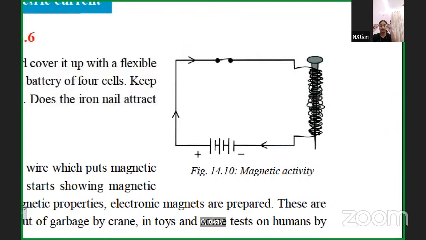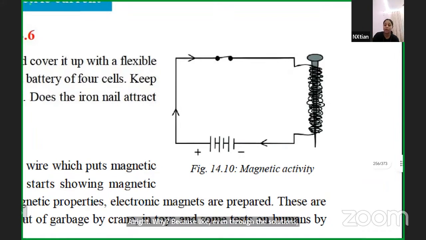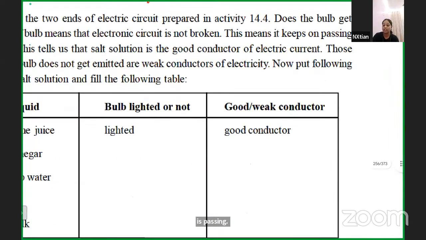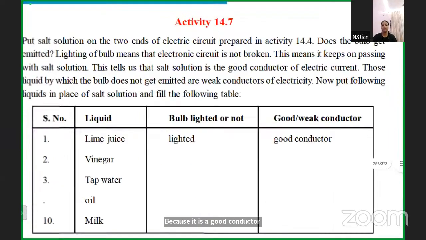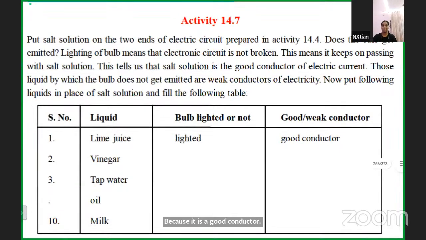Now when they put the touch button on, that's when the circuit is connected. Even though the salt solution has been applied there, the bulb will light up. Why? Because electricity is passing even through the salt solution. Because the salt solution is a good conductor of electricity.